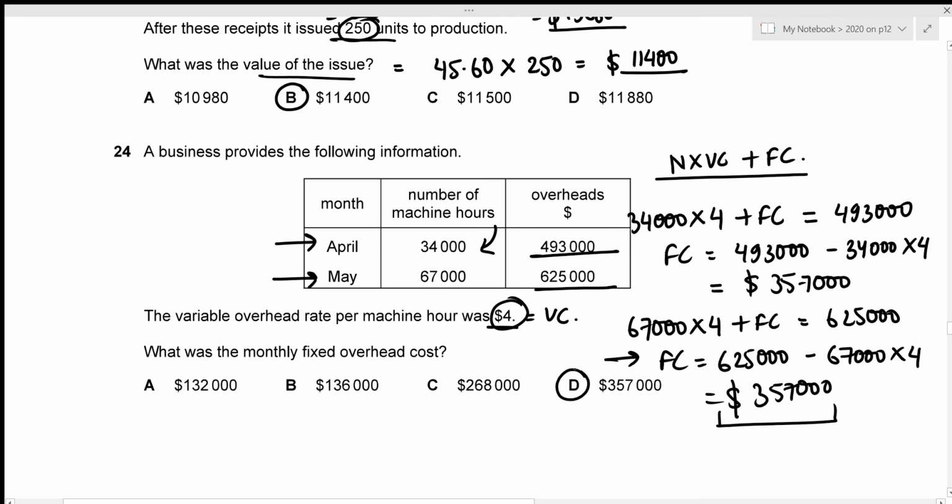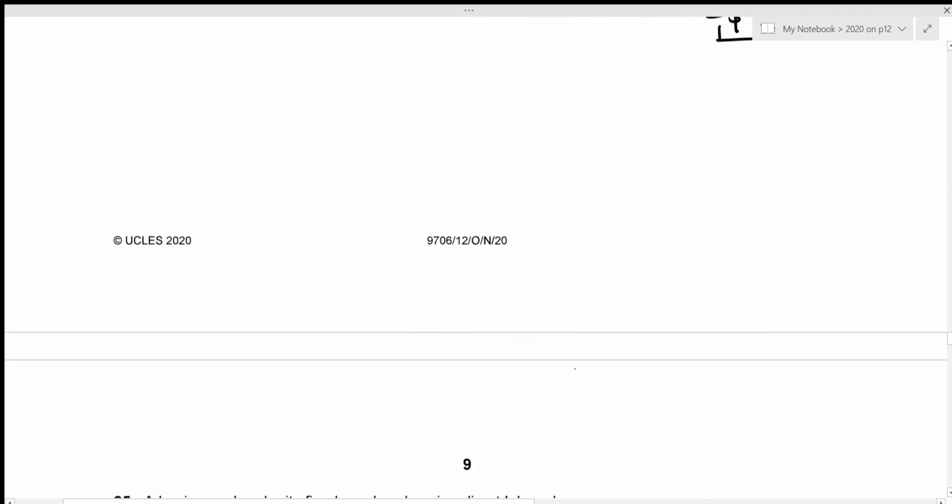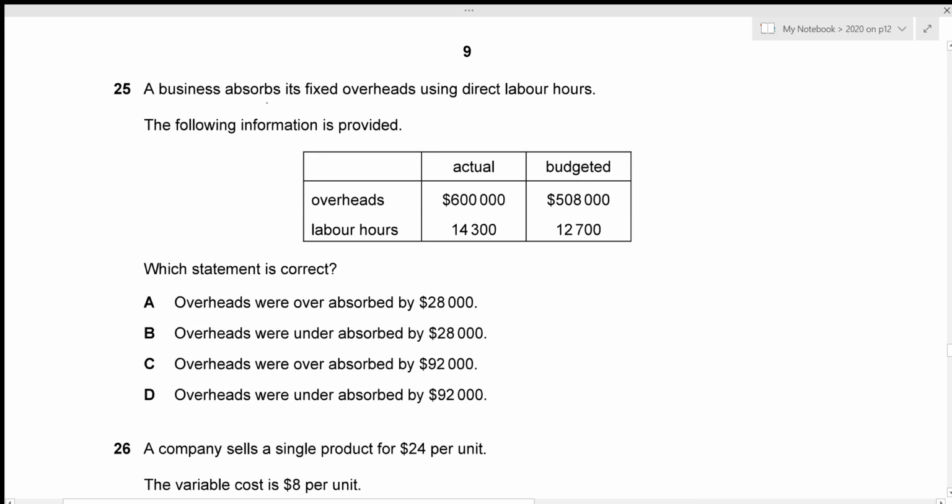Now we can move towards question number 25. A business absorbs its fixed overheads using direct labor hours. Alright, the actual value is 600,000 and it is based on the labor hours of 14,300, whereas the budgeted value is 508,000 and it is based on the number of labor hours, which is 12,700. But remember that in order to compare, the basis should be the same, which means that the labor hours should be the same. So let's change the labor hours for the budgeted value.